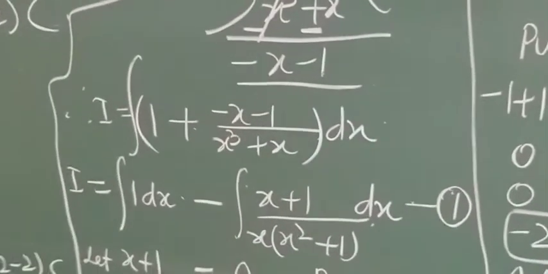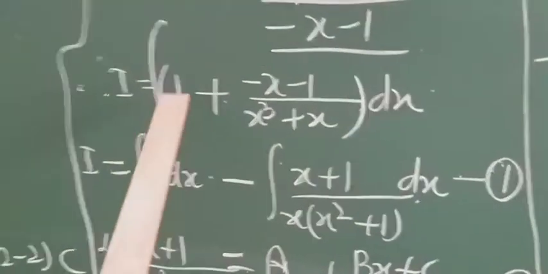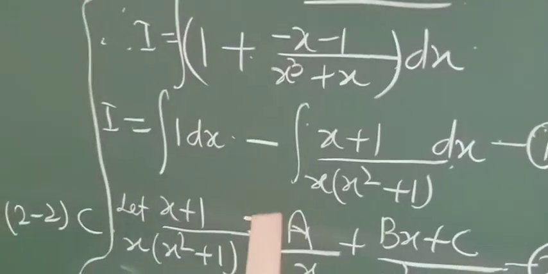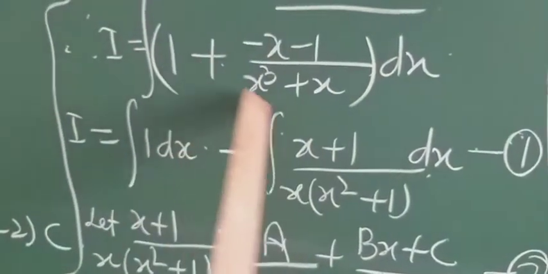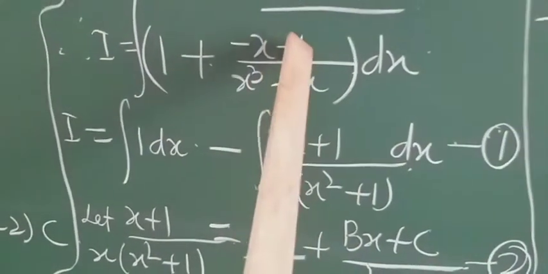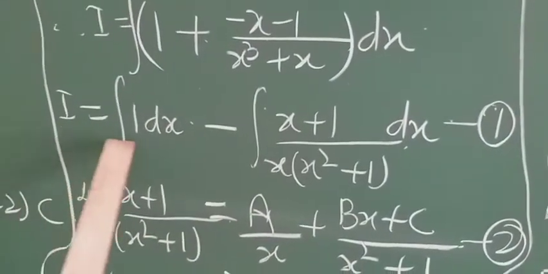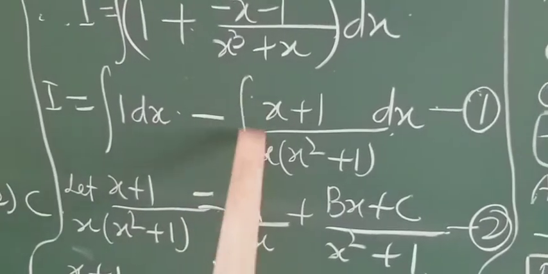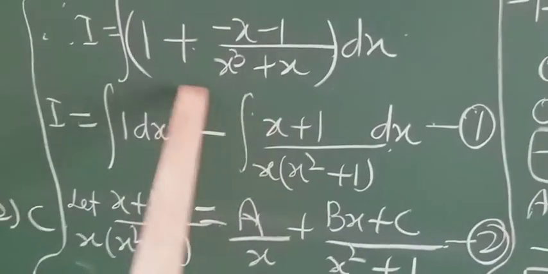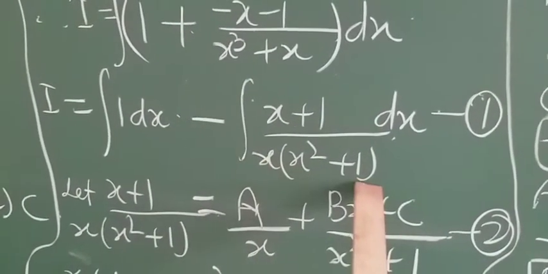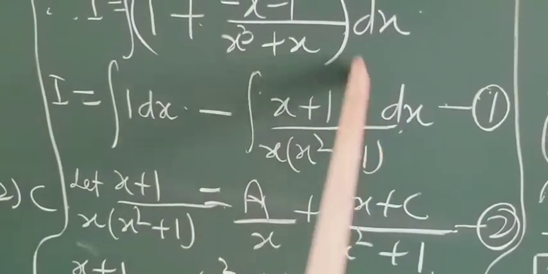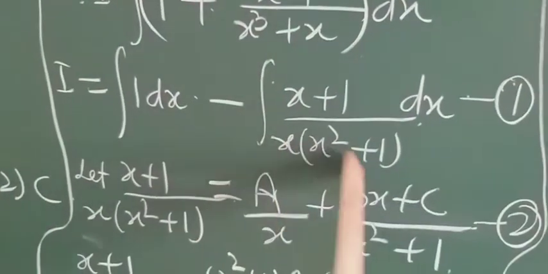Correct? So now we can easily find the integration of 1. But how can we solve this part? We can take the minus common, so it will be negative here. So the integration of 1 dx minus the integral of (x plus 1) upon x, with x common, times (x squared plus 1). We can find its integration with the help of partial fractions.